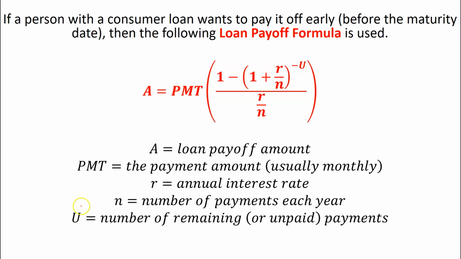Now here's a new one you haven't seen. U, it's the number of remaining unpaid payments. That's where the U comes from. So if you're paying it off, say 7 months early, well then this would be a 7. It's how many unpaid payments would be left. Okay, and that is a negative exponent.